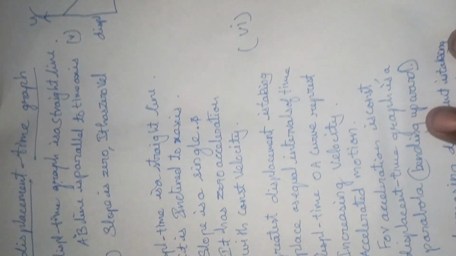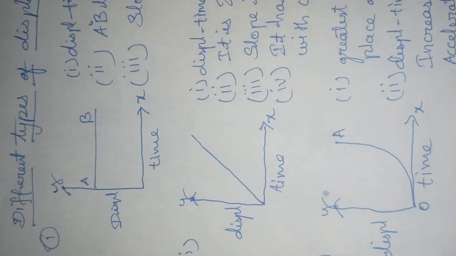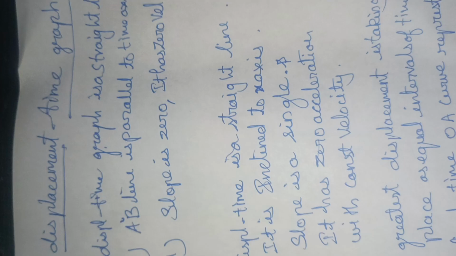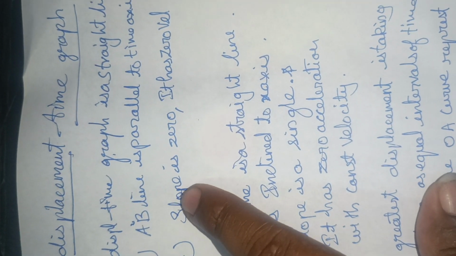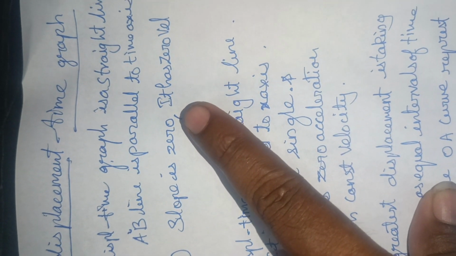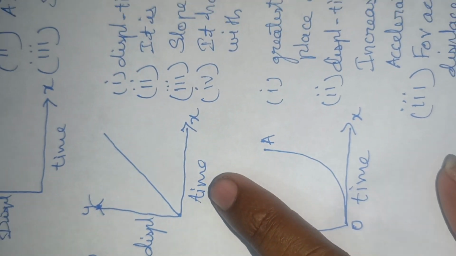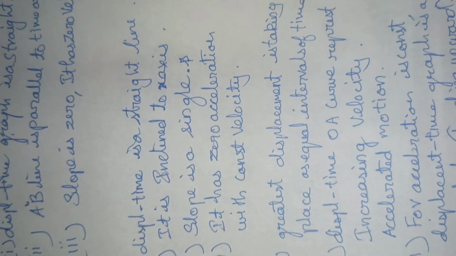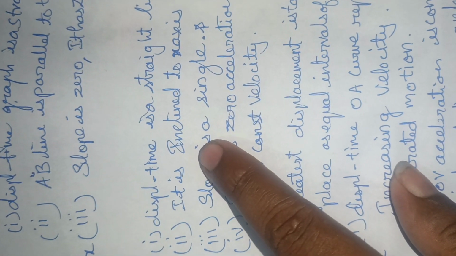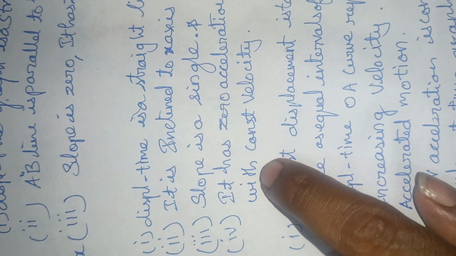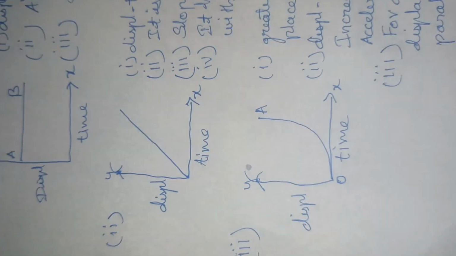We're going to recapitulate the things again so that you can better understand the graph without any distraction. This is the first segment of the graph. The graph is parallel to the x-axis, so the AB line is parallel to time, and we can say the slope is 0 and it has 0 velocity. See the next graph. This is a slanting graph. The displacement time graph is a straight line inclined to the x-axis. The slope is constant, so it has 0 acceleration with a constant velocity.